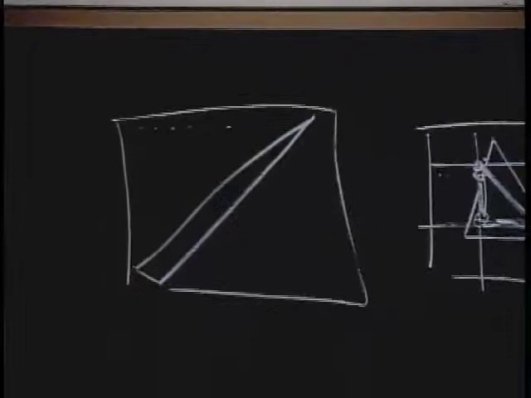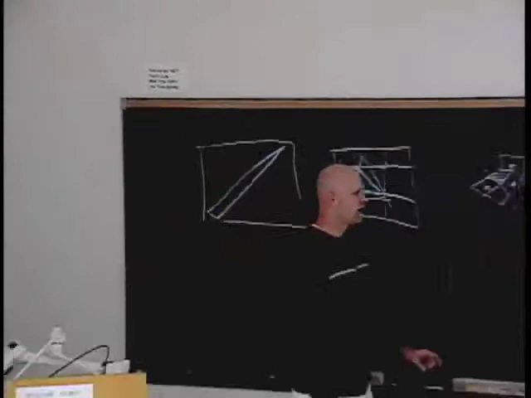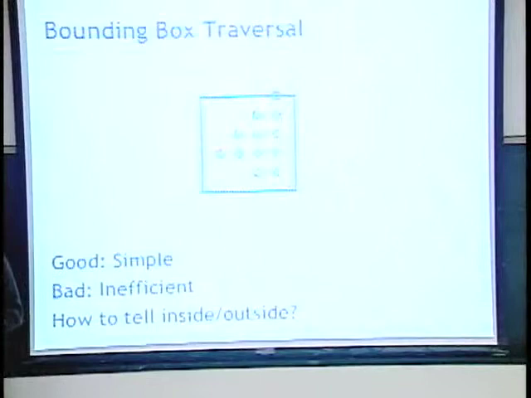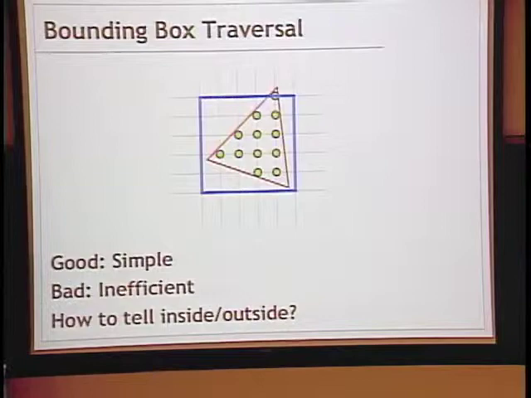Okay, leaving the board. How do we tell once we visit these pixels if it's inside or outside? How do we tell which pixels are green and which pixels aren't? That's what we want, right? We want to figure out which pixels to turn on. How do we tell which ones are green and which ones aren't? Depends on how we traverse it.